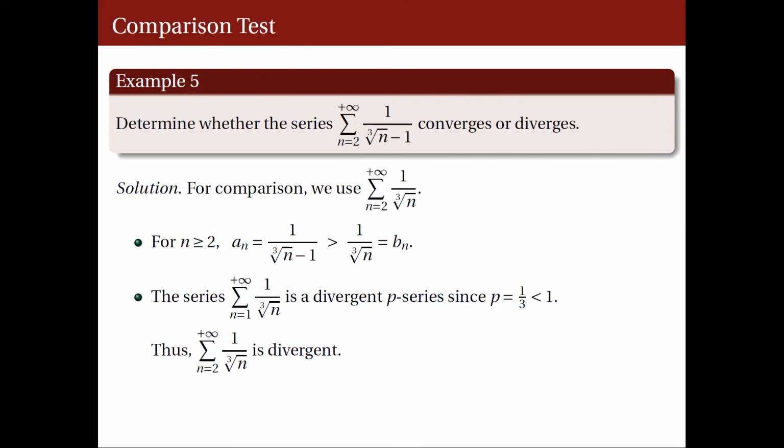At dahil dito, alam natin na divergent din ang series na summation from n equals 2 to infinity of 1 over cube root of n. Kasi nagbago lang ang starting value ni n. By comparison test, the series summation a sub n or summation 1 over cube root of n minus 1 from n equals 2 to infinity also diverges.